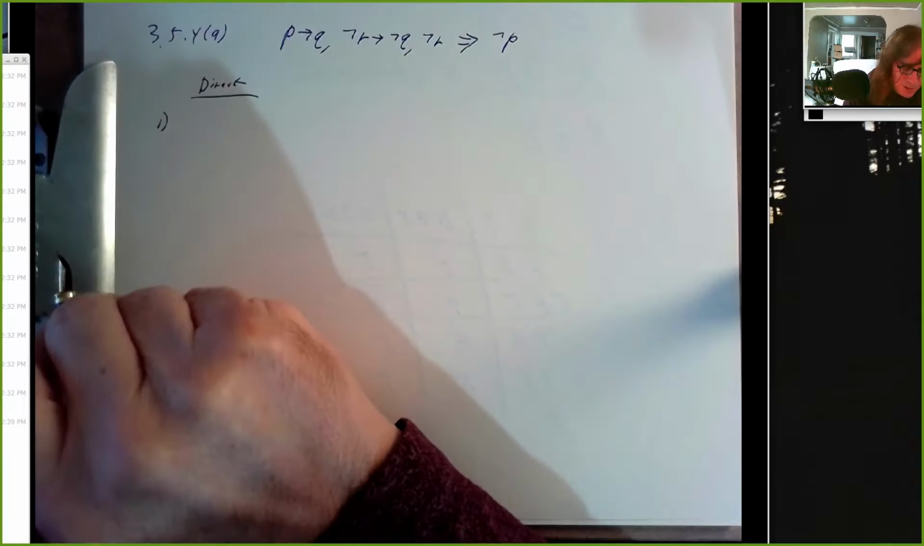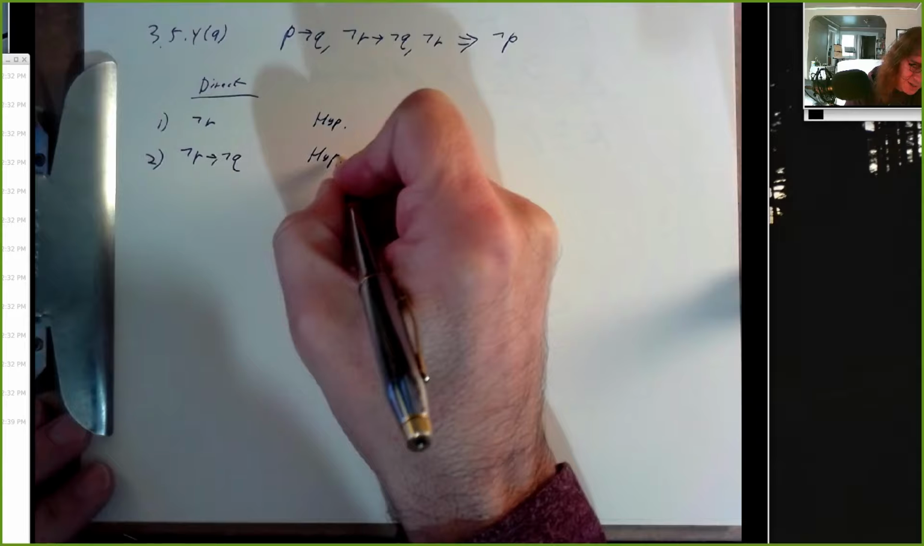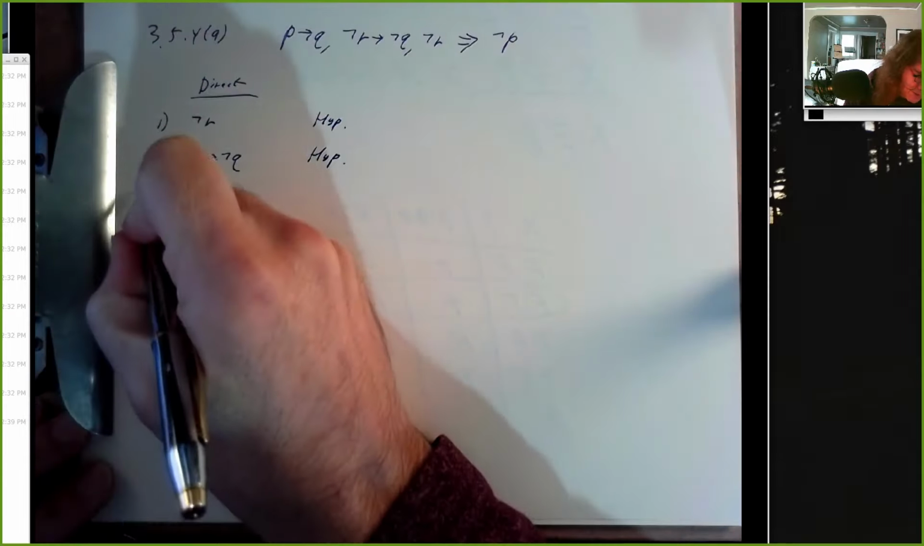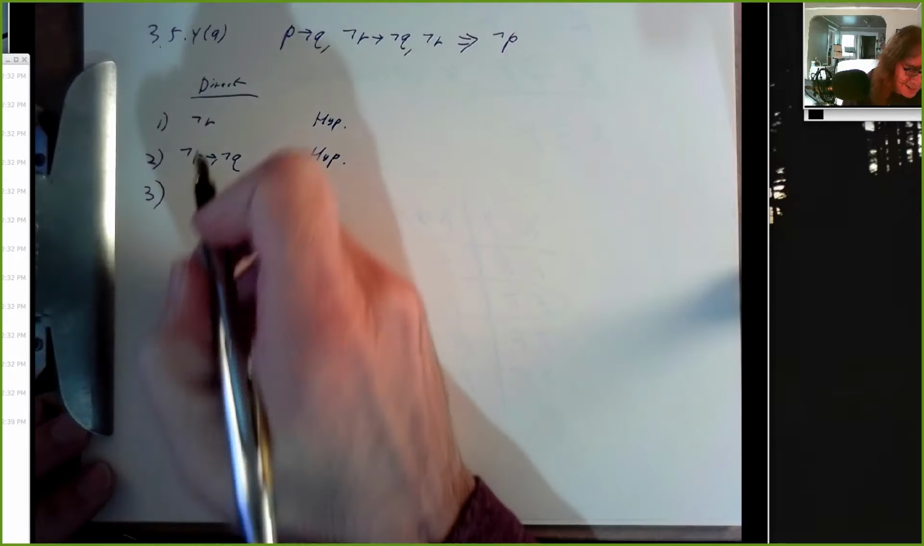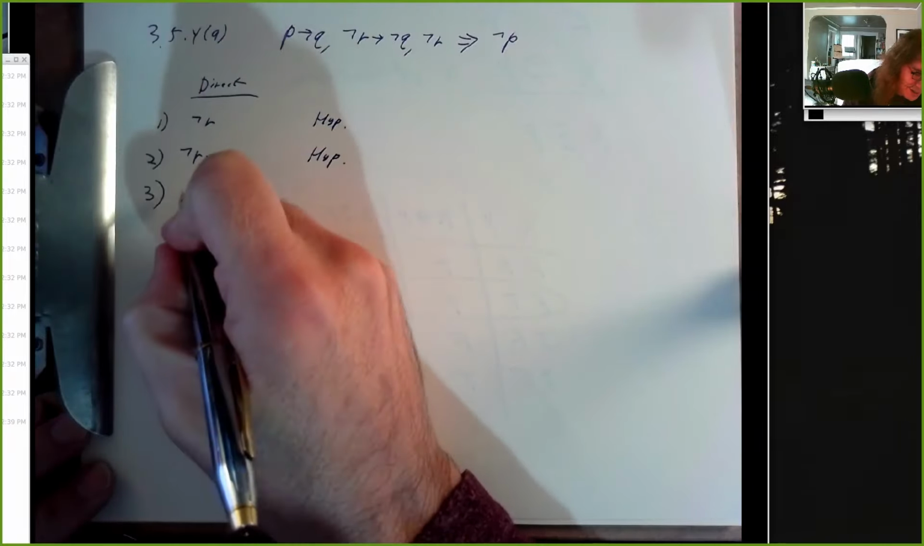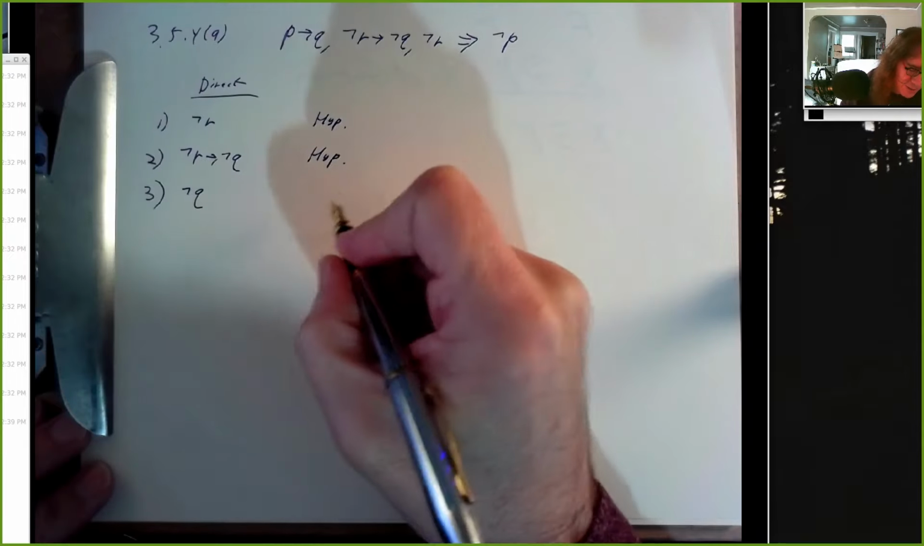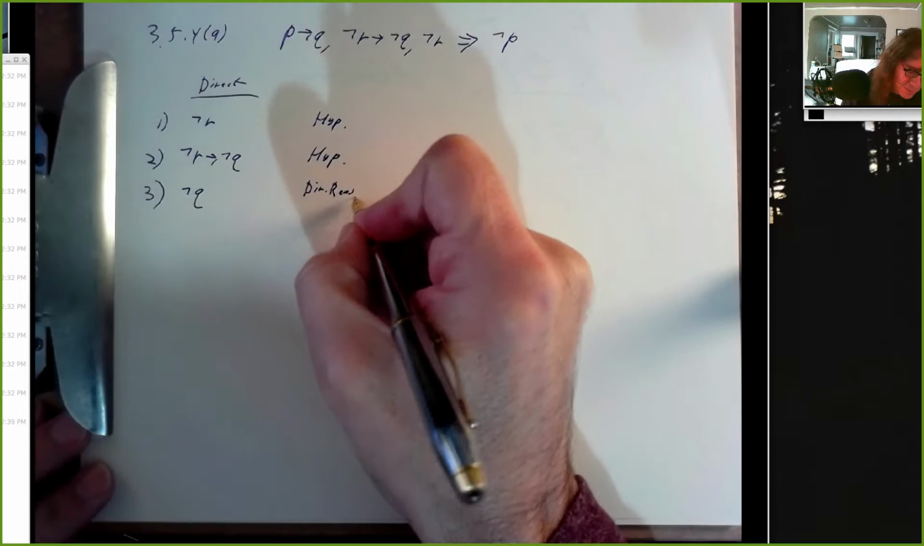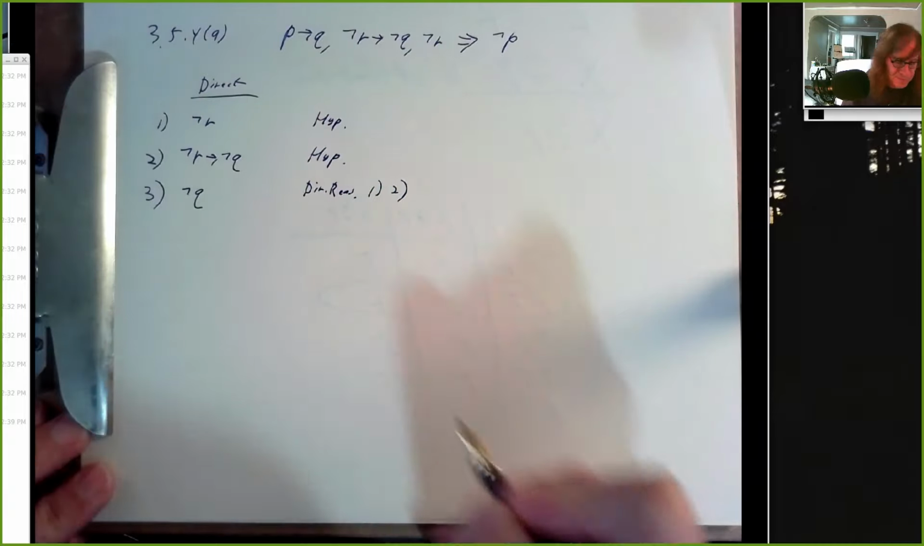So I'm going to write down not R. And that's a hypothesis. I'm going to write down not R implies not Q. And that's a hypothesis. And then I'm going to put those together. Since I have not R and not R implies not Q, I'm going to conclude not Q, and that's direct reasoning, steps 1 and 2.